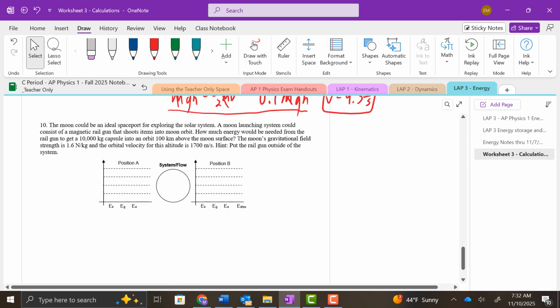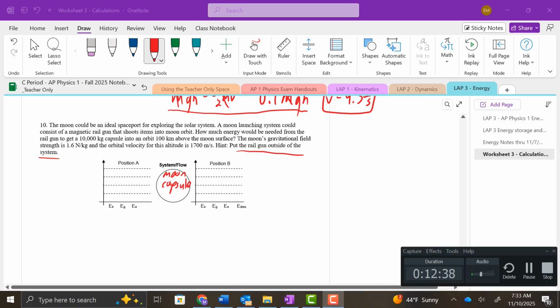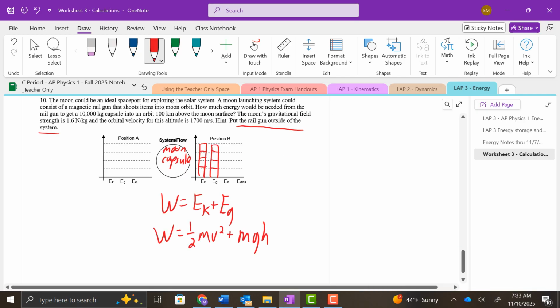All right, last problem. I'm going to try to go quickly so we don't have to have a huge amount of time on here. I'm going to let you guys try to solve this one. Note the railgun is outside of the system. So I'm going to put the moon as my system, moon, capsule, and that might be it. Good luck.